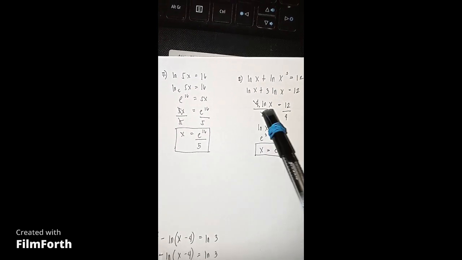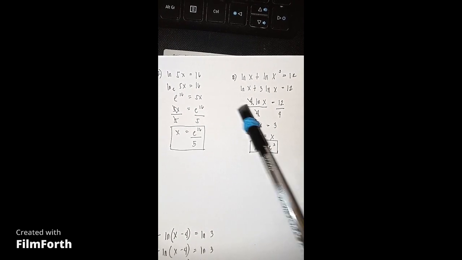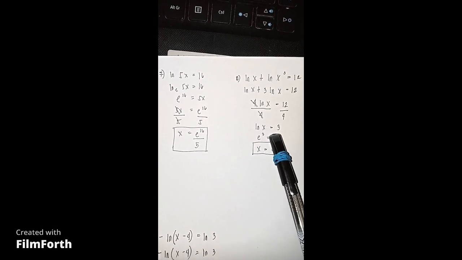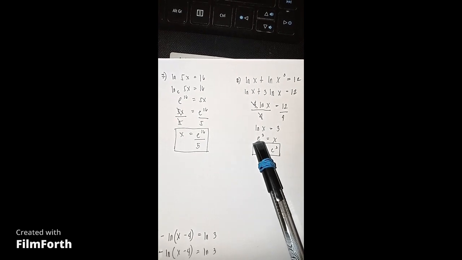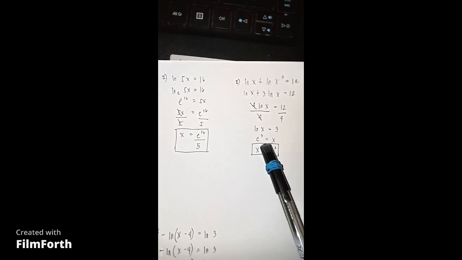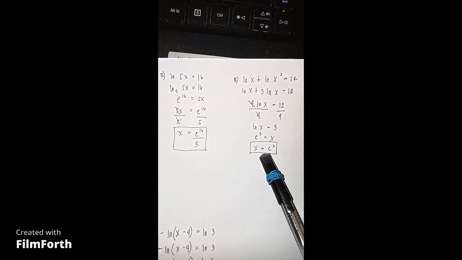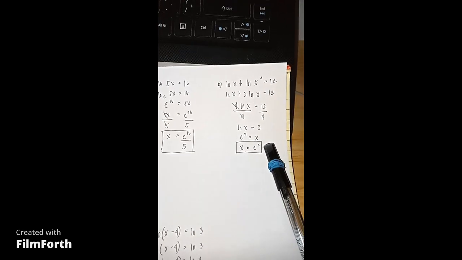And then copy the ln x equals 12. So we have divide both sides by 4 and cancel. So we have here ln x is equal to 3. So we should put e cube equals x, or our answer is x is equal to e cube. So this is our final answer in number 8.